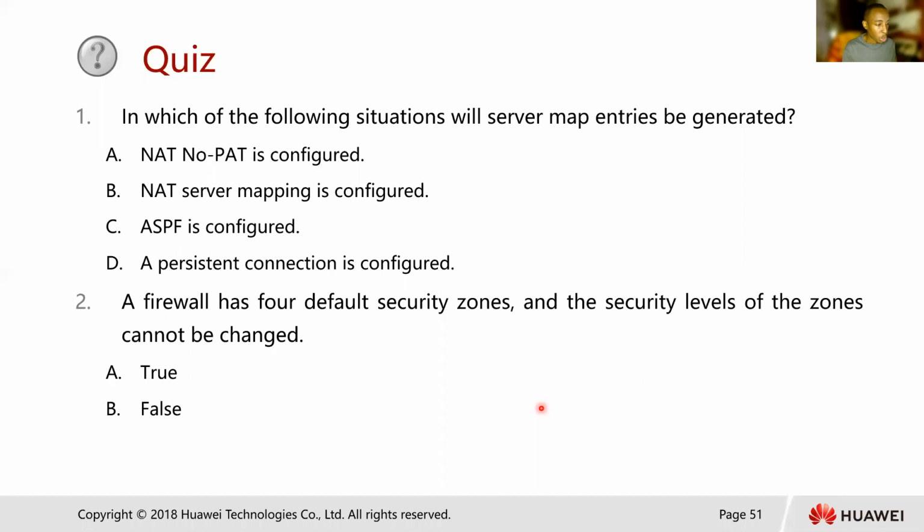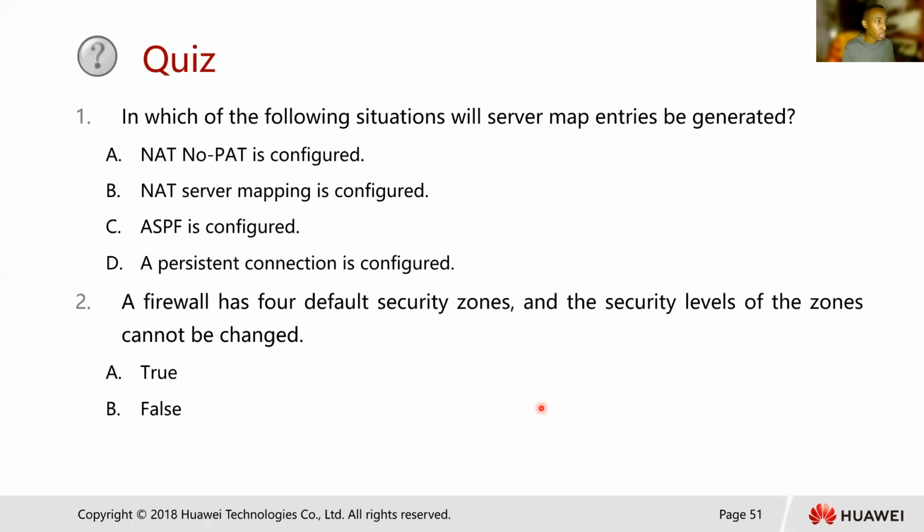In which of the following situations will server map entries be generated? NAT and NO-PAT is configured. NAT server mapping is configured. I remember I talked about it a bit. ASPF is configured.